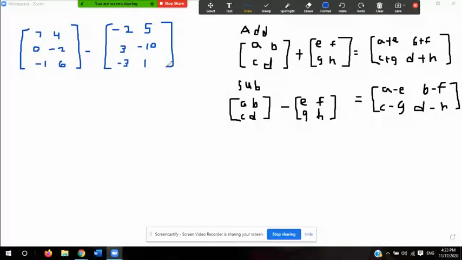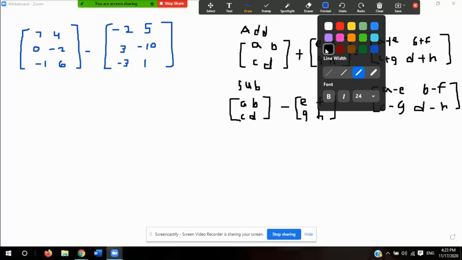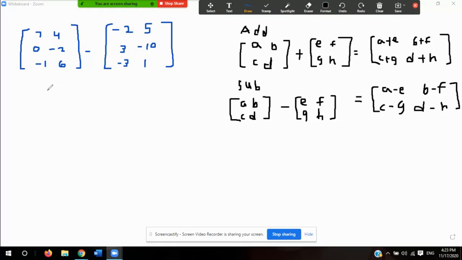So we're going to do the same thing. We're simply going to subtract, and we're pretty much going to do the same thing we did here. So let me go ahead and get black now. We're doing the opposite. And again, you can do this step mentally, but I'm going to do it so that you guys know what's going on. So 7 minus negative 2 is what I'm going to subtract. Remember, A minus E. So 7 minus negative 2.